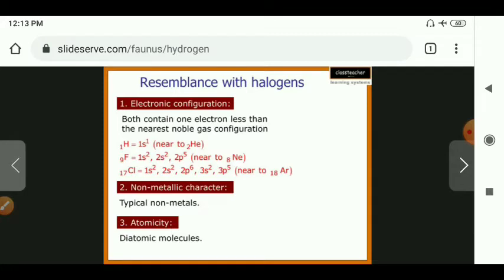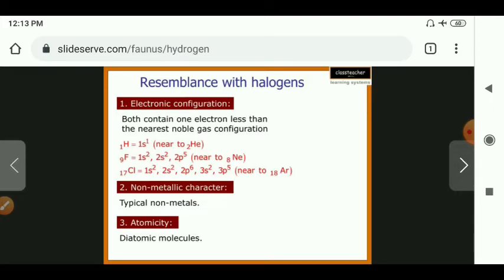Next, what about fluorine? The atomic number is 9. What is the electronic configuration? 1s2, 2s2, 2p5, it is nearer to neon. Next, what about chlorine? The atomic number is 17. What is the electronic configuration? 1s2, 2s2, 2p6, 3s2, 3p5, which is nearest to argon.